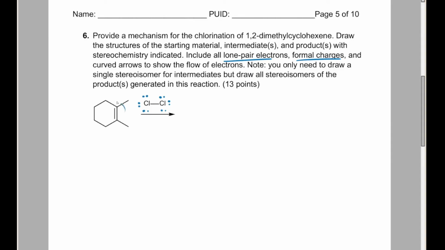And as always, the double bond is going to act as the nucleophile, and it's going to grab onto this chlorine atom, and then this double bond is going to break, and the other chlorine atom will become a leaving group. So you're going to end up with something similar to this. And there's going to be a carbocation up here. You can also draw it the other way around, but it really doesn't matter for now because we're asked to only draw a single stereoisomer for the intermediates.